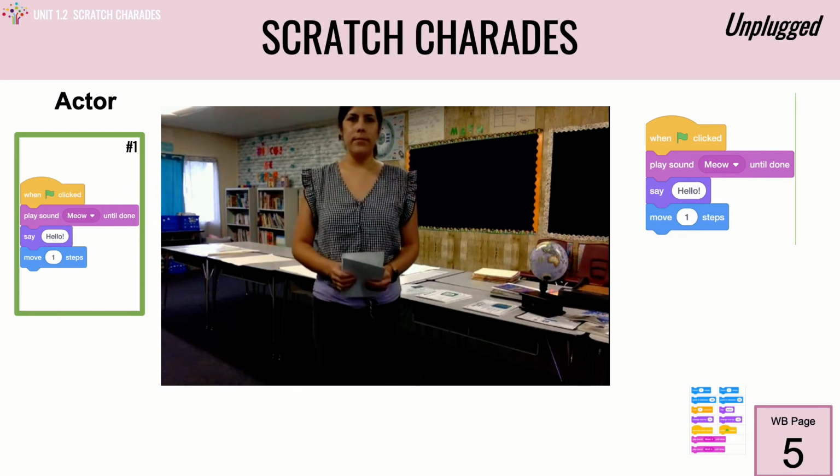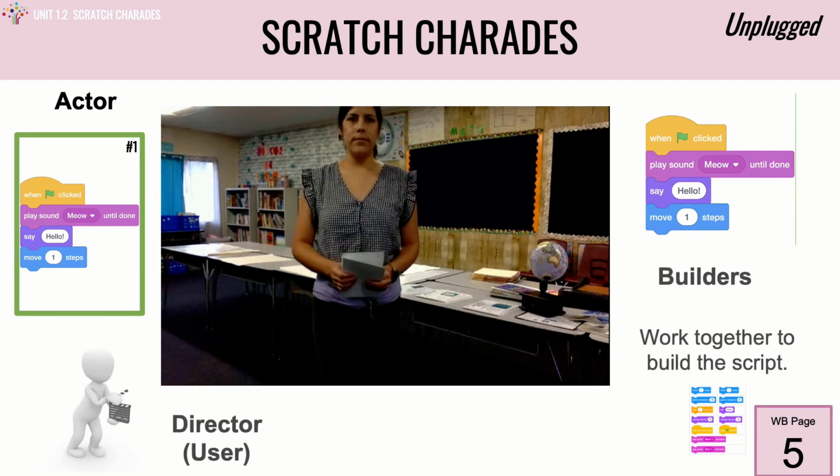So Miss Vilches acted out the card number 1, and then the builder would have to put those blocks in that correct order. So you can see the blocks over there to the side. So the director would be making sure that the student is actually following the script, and the builder would work to try to uncover exactly what that script is using the variables.